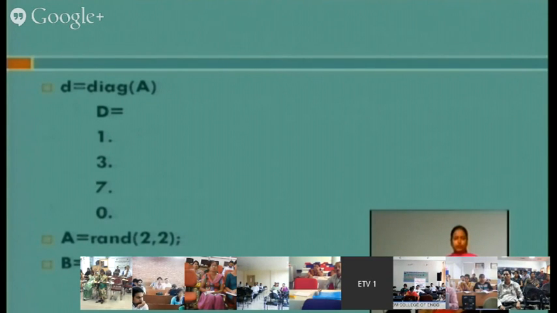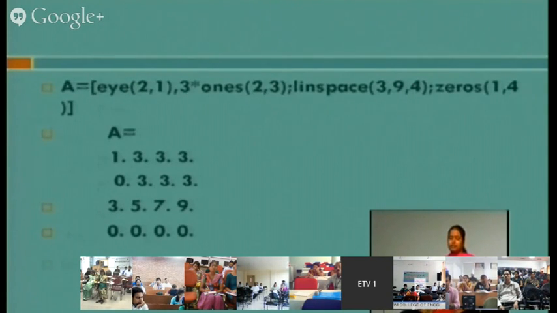Now, for the diagonal of an element, if you want to take it, D is equal to diag, D-I-A-G. Then it will return the diagonal starting from the left upper side to the right down side, right? So it will return 1, 3, 7 and 0, as in this case the diagonal is 1, 3, 7 and 0.